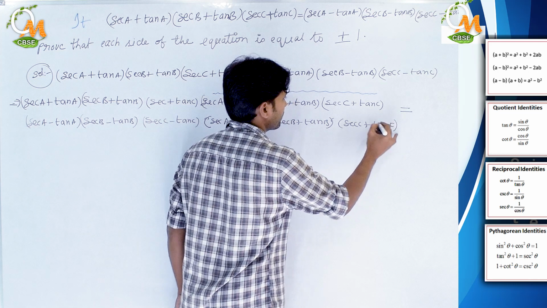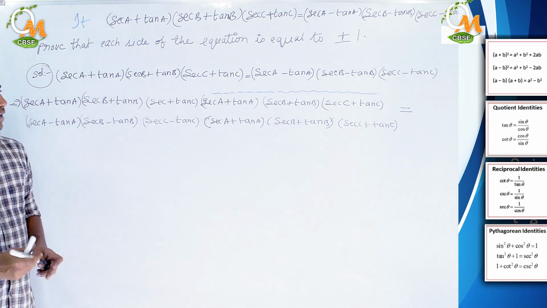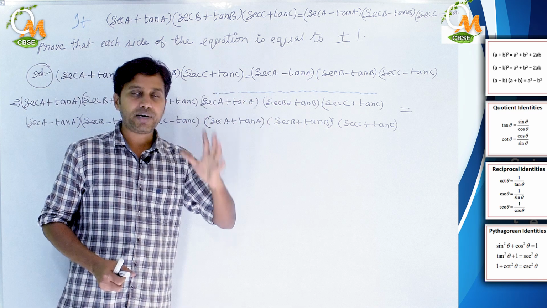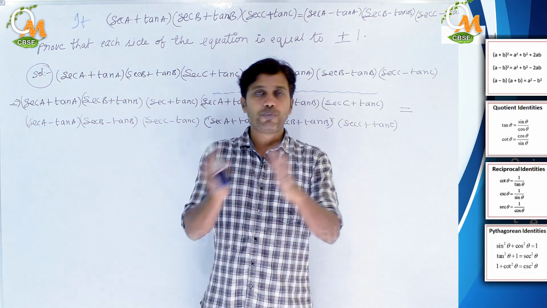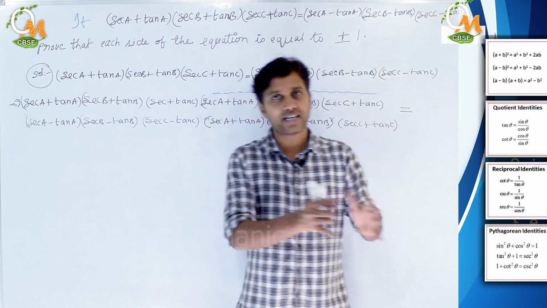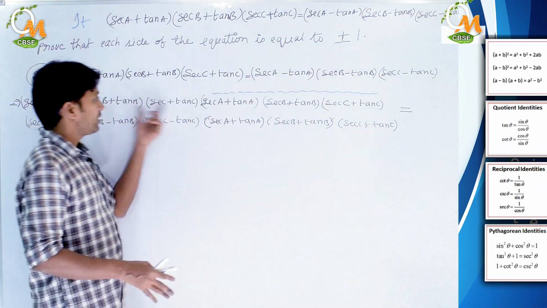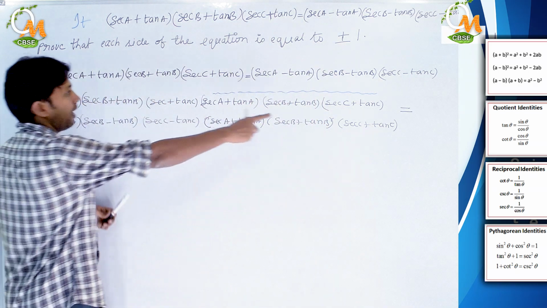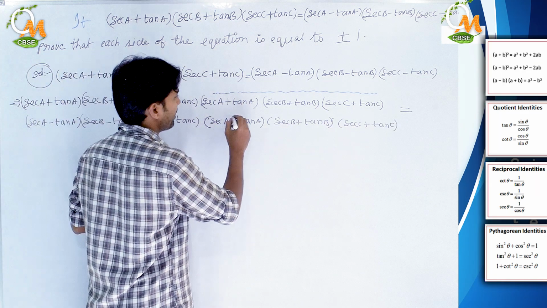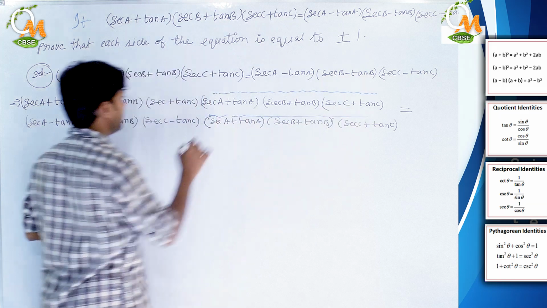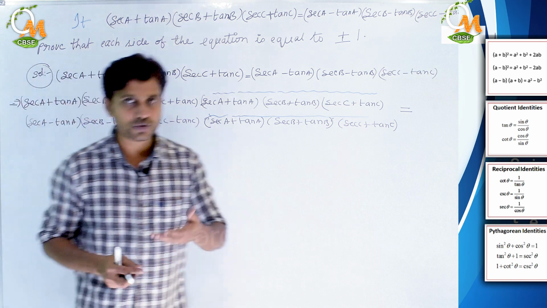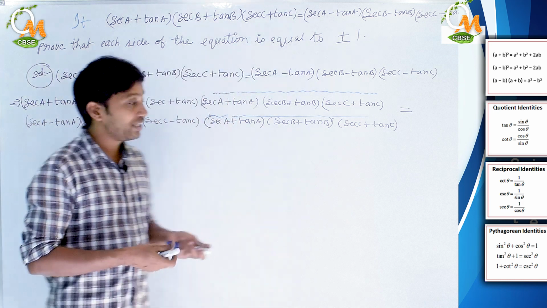Now what we did here: we took the given condition and multiplied on both sides with secant A plus tan A into secant B plus tan B into secant C plus tan C. On this side also we multiplied, and in the RHS part also we multiplied with the same expressions, right? So now just try to rearrange the terms in these two expressions on both sides.